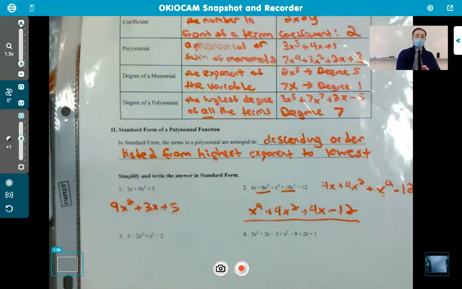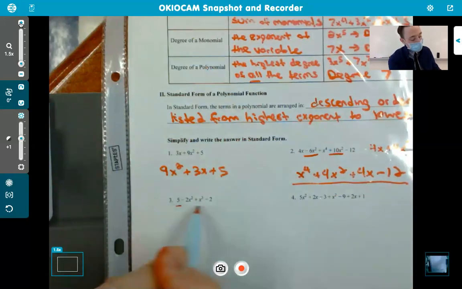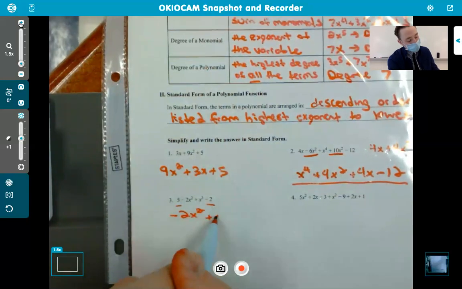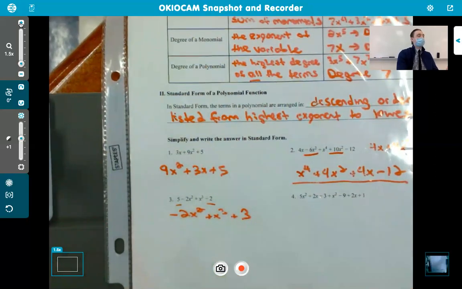Any questions about those first two examples? Somebody tell me what I would need to do to start number 3. Combine the 5 and the negative 2, right? So now I have 2x, negative 2x squared plus x cubed. 5 minus 2 is going to give me a positive 3. How would I put these terms in standard form?